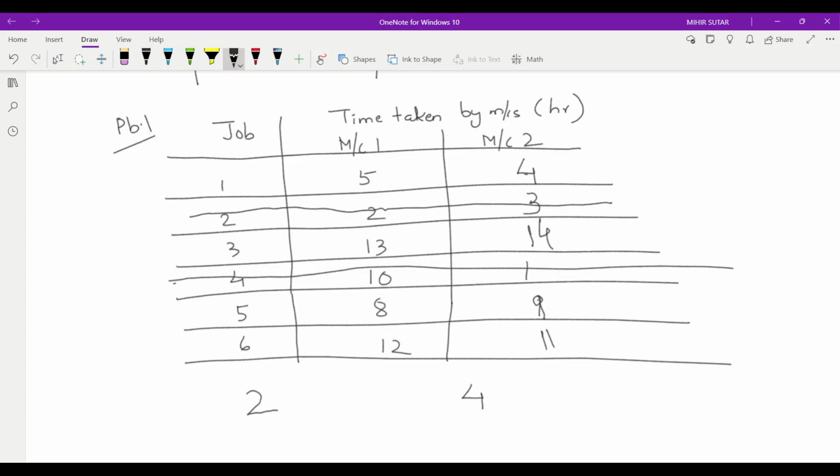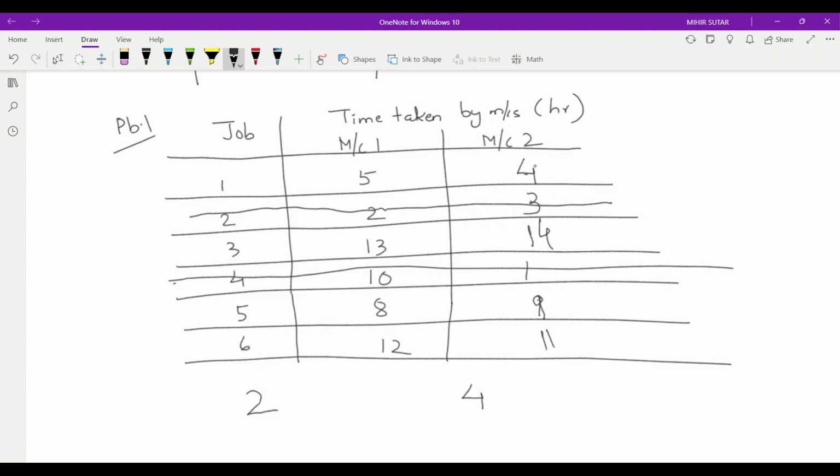Now, have you followed this? Why extreme right and extreme left? I have kept job number 4 and job number 2. These are the job numbers. Right? All of you got it? Yes, ma'am. Okay.